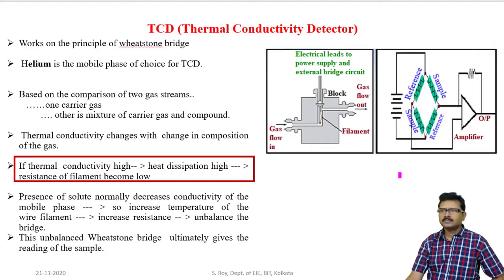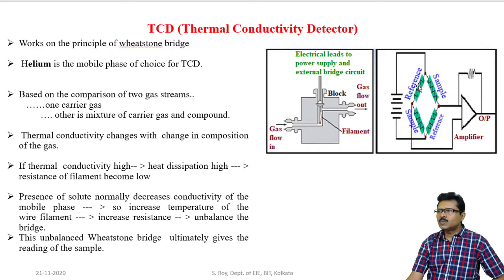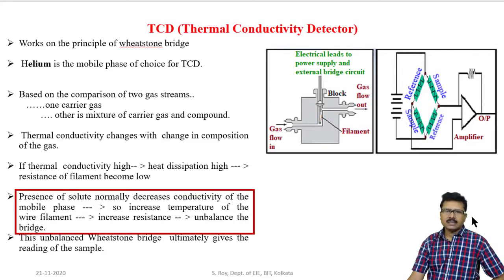What happens here? The reference gas is allowed to pass through two opposite arms of the Wheatstone bridge, and through the other two opposite arms, carrier gas with sample is allowed to pass. When no sample gas is present, the bridge will be balanced because all four arms are attached with only carrier gas. Now when sample gas is with the carrier gas and passes through these opposite arms, according to the property, conductivity is reduced, meaning the presence of solute normally decreases conductivity of the mobile phase.